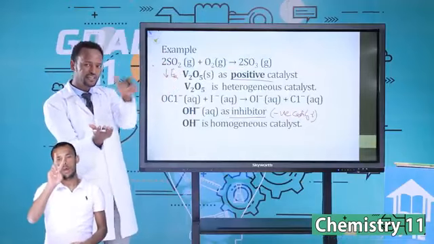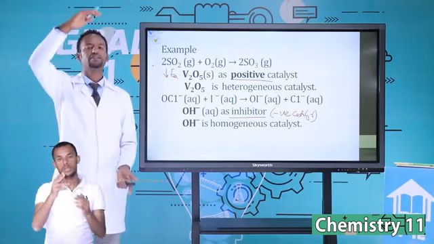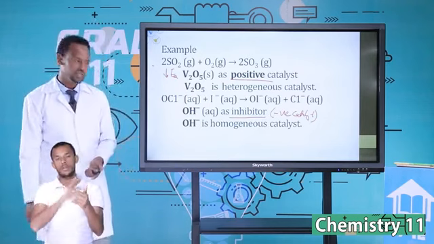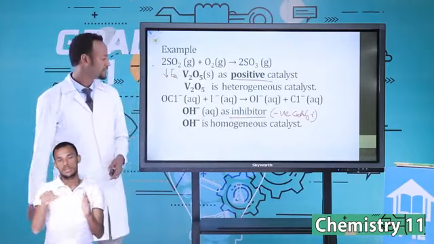V2O5 decreases the activation energy level, while OH minus increases the activation energy level. When the activation energy level increases, the rate of the reaction decreases. Therefore, OH minus is an inhibitor, or a negative catalyst.